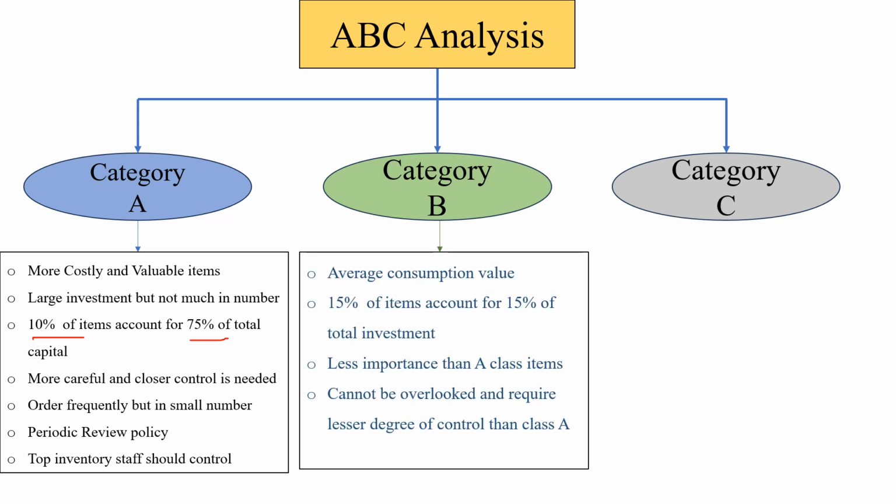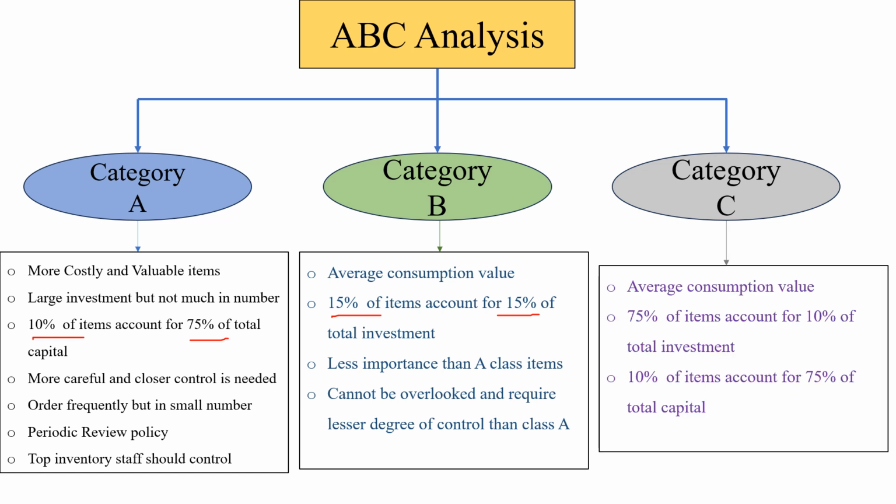Next we look at category B. Here the consumption value is average, and it is less than that of category A items. Here 15% of items account for 15% of the total investment. So the cost is moderate and the number of items is also moderate. Compared to class A, category B items are less important, but they cannot be overlooked and require a lesser degree of control than class A.